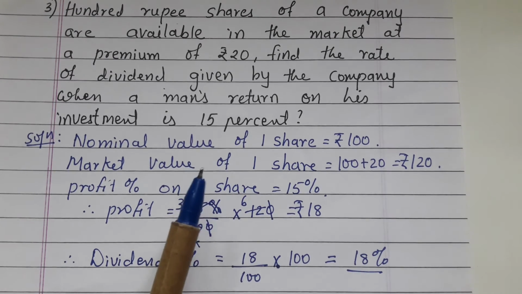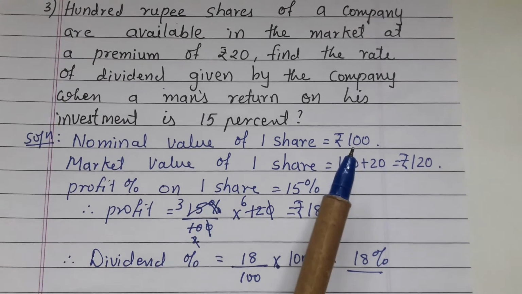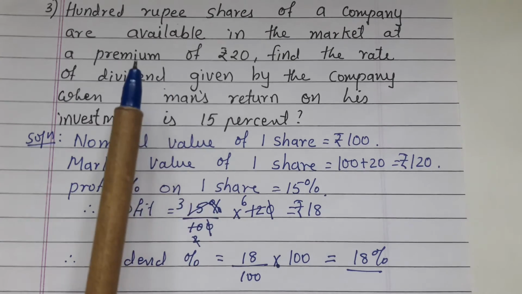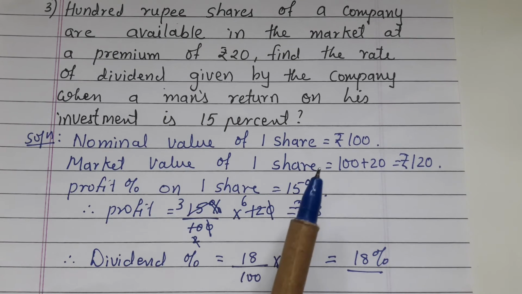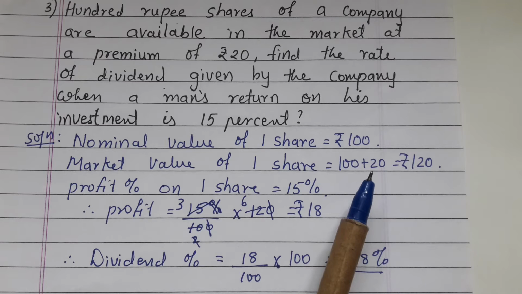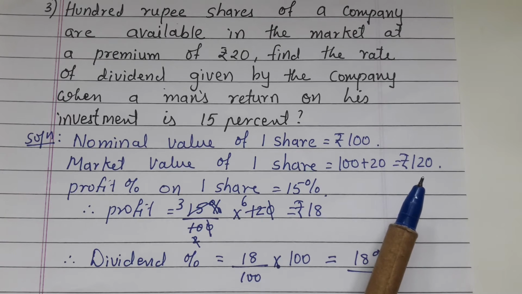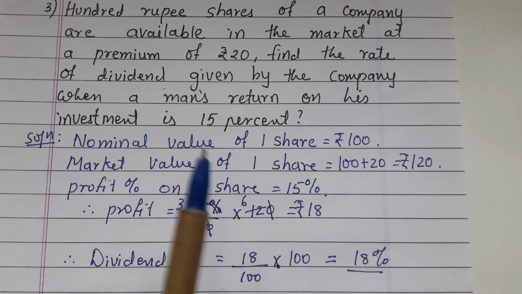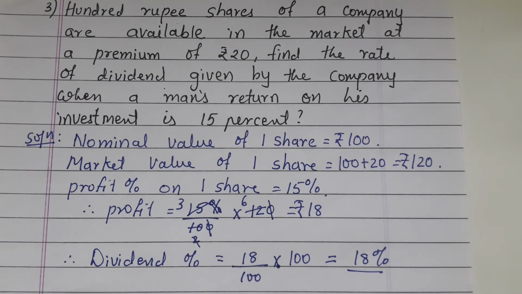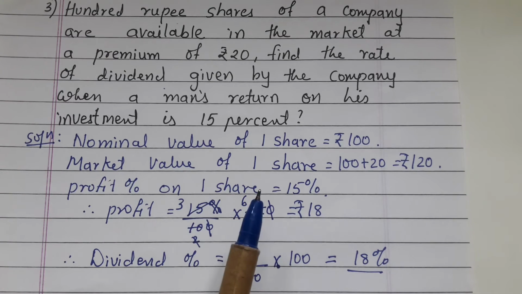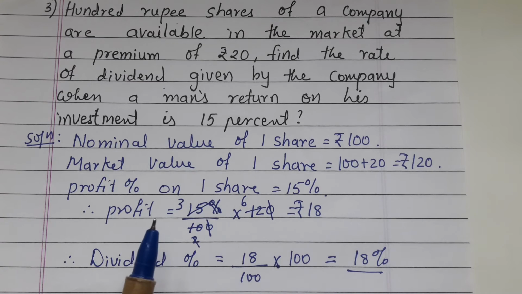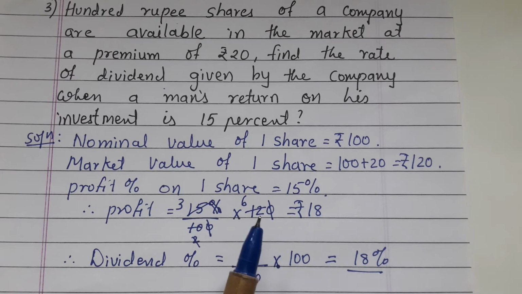Nominal value of one share, 100 rupees. Premium, 20 rupees. Therefore, market price of one share is 100 plus 20, 120 rupees. Profit percentage, 15%. So profit on one share is 15%. Therefore, profit will be 15 upon 100 into 120.